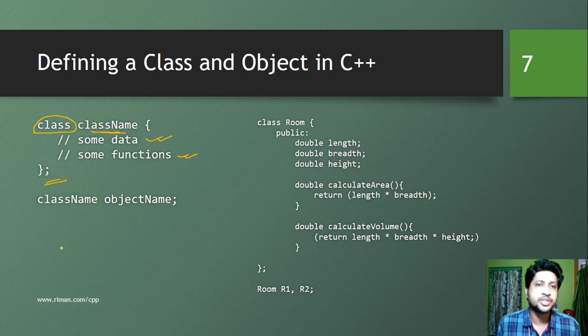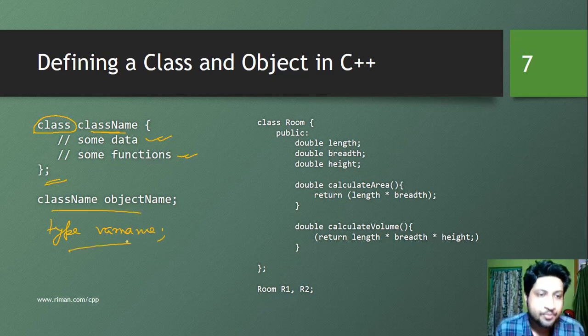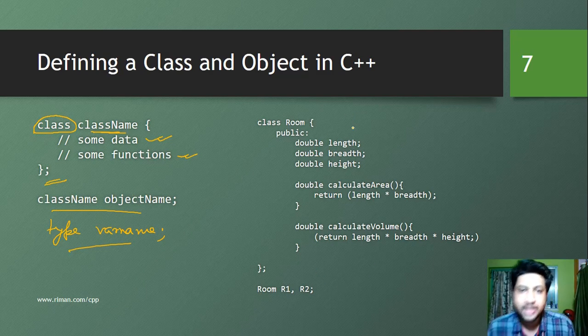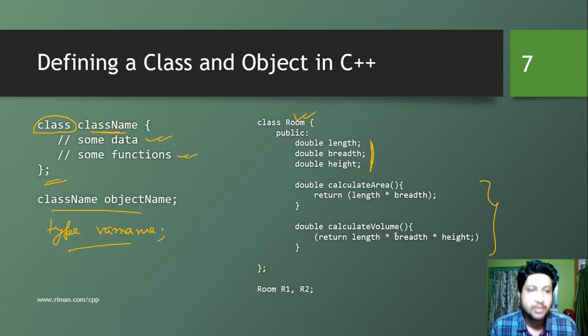Whereas to create an object, it is similar to declaring a variable of a type. What we are trying to do is create an object of the class, so we put the class name with the object. Let's look at this particular example. We have created a class called room that has some data and some functions that operate on this data, and we have created two objects of this room, room 1 and room 2.